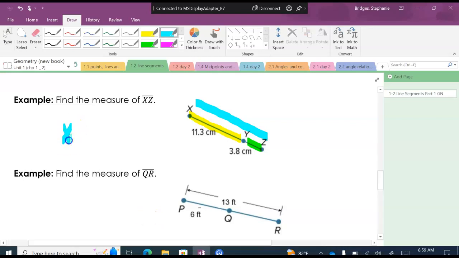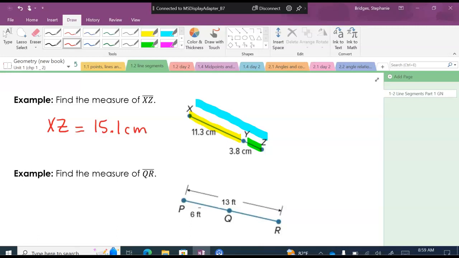Whoops, I don't want highlighters, I want pens. The length of XZ, you notice I put it without a bar over it, is equal to 15.1. And it's actually centimeters, but I don't count off if you don't put the units. Just remember, units, they will ask for those on the EOC. Everybody okay with that one?